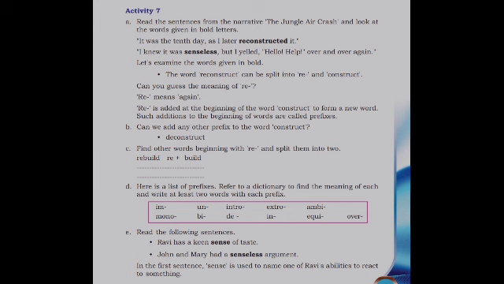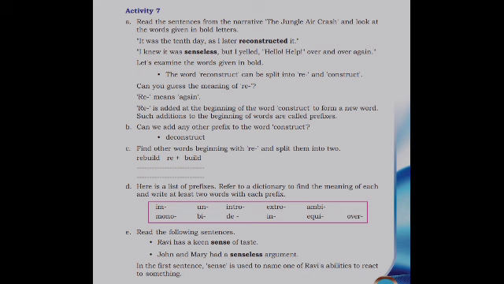Children, such additions to the beginning of words are called prefixes. I hope you had already learned prefix and suffix in the previous years. Words added at the beginning of root words are called prefixes, and words added at the end of root words are called suffixes. Can we add any other prefix to the word construct? Yes. De plus construct, deconstruct. So a prefix means words or letters added at the beginning of a word.